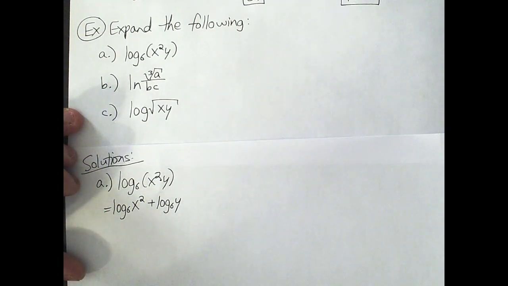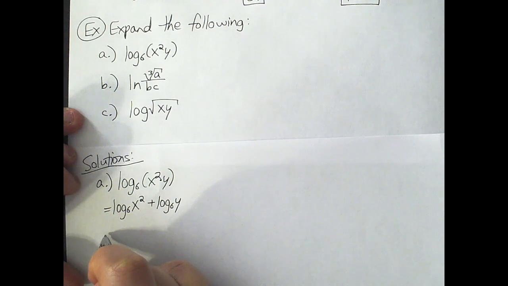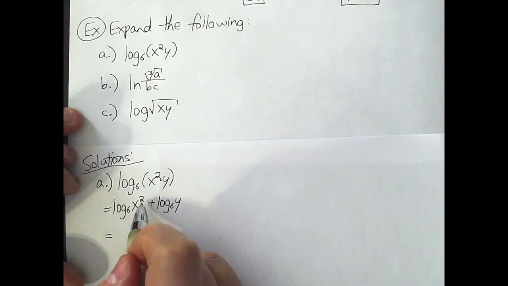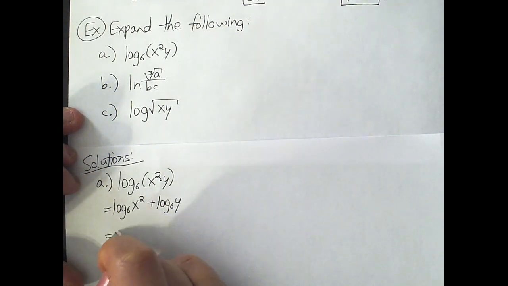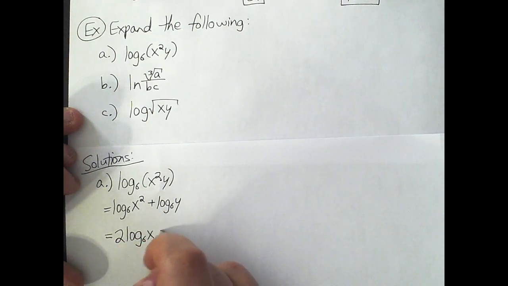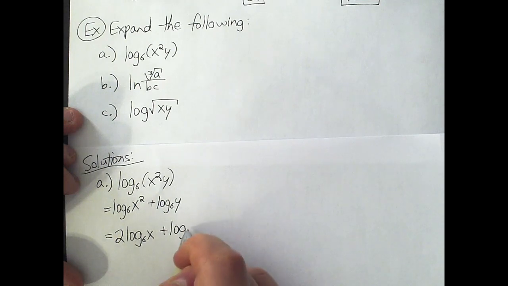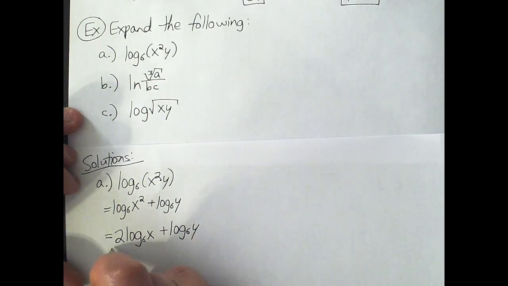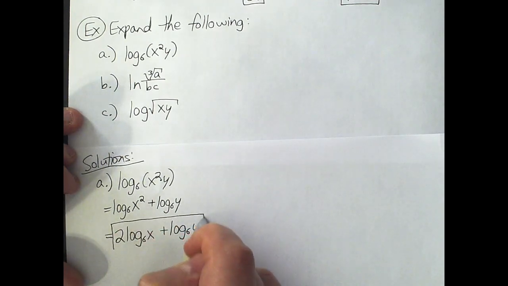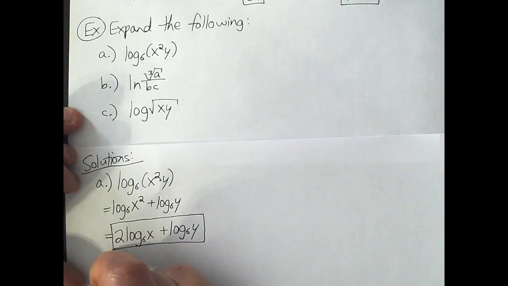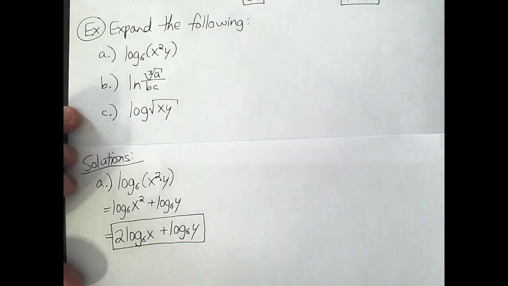However, there is one more thing I'd like to do. In the effort of expanding, it's considered to be even more expanded if I take this 2 and pull it out front by law 3. And now it is as expanded as it can get. And I'm going to put a box around it, and that's the answer that we're looking for. It's equal to the original thing, but it's fully expanded.